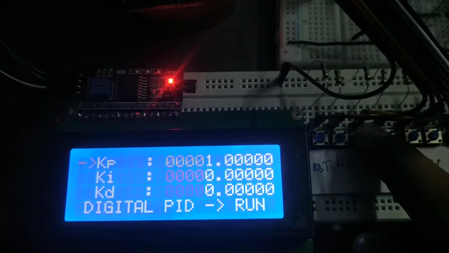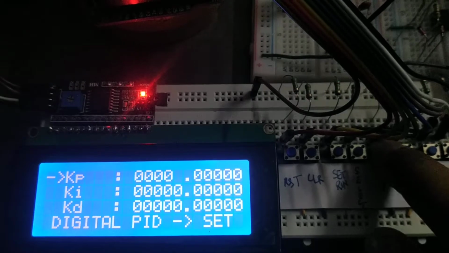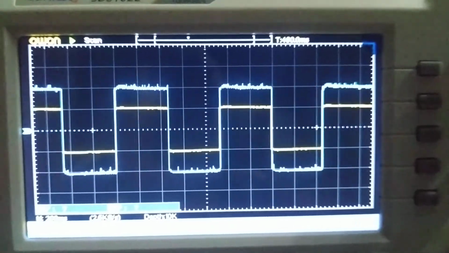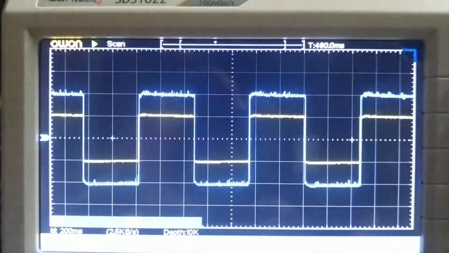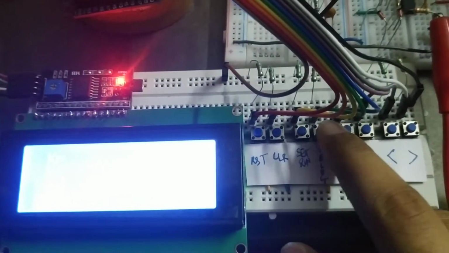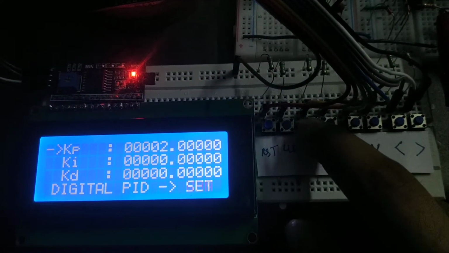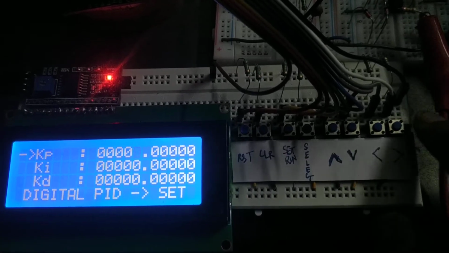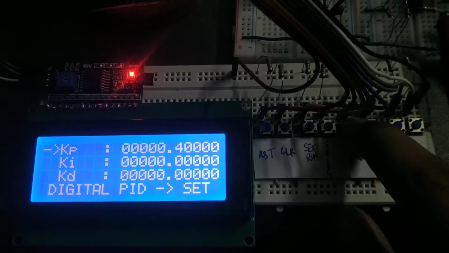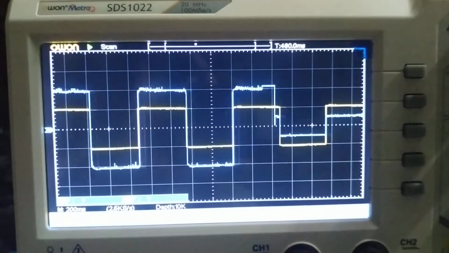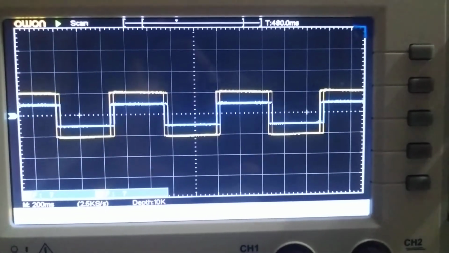Now when Kp equals to 2, the output is double of the input. When Kp is now 0.5, the output is now half of the input.